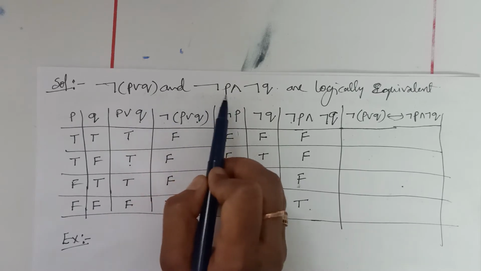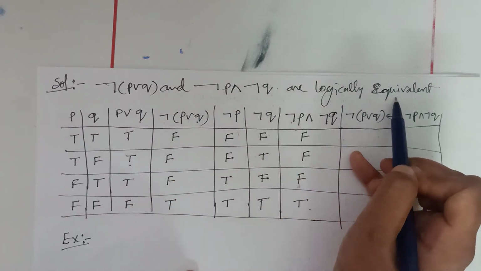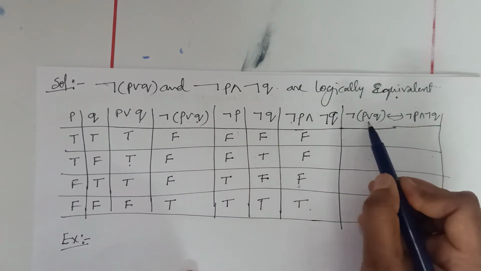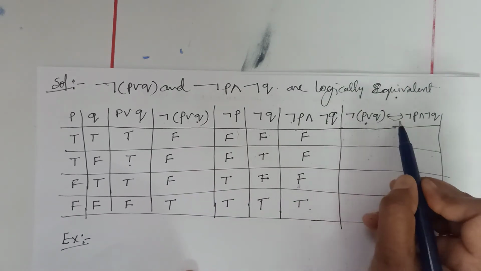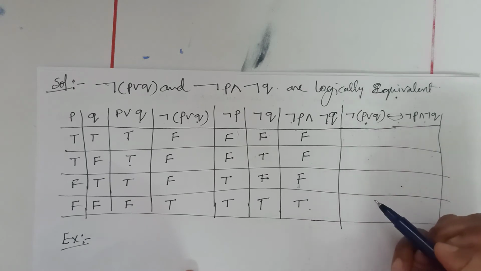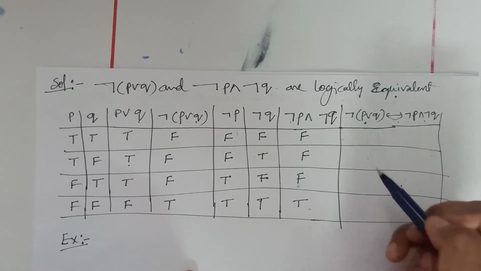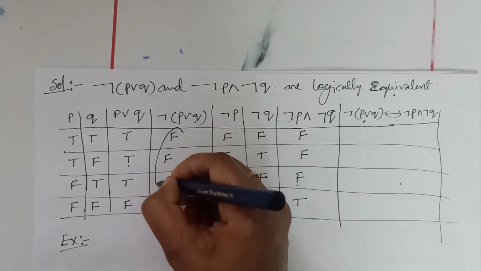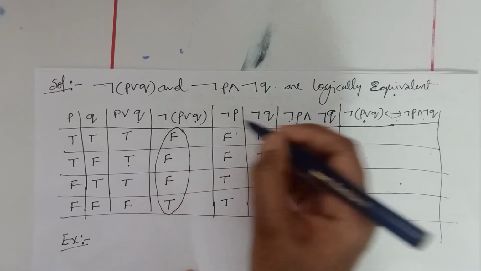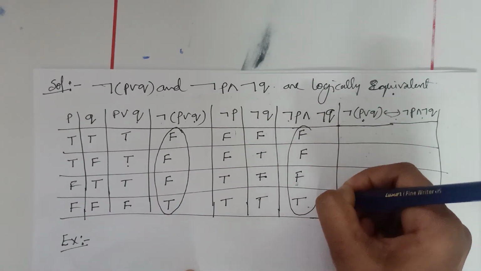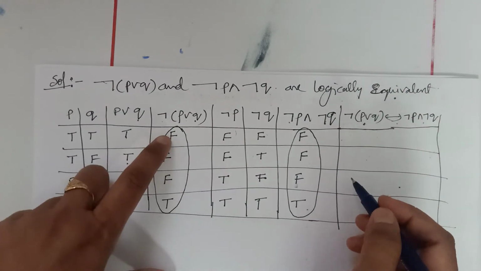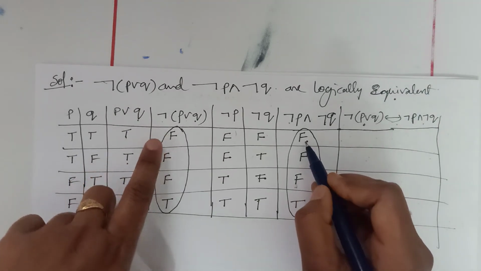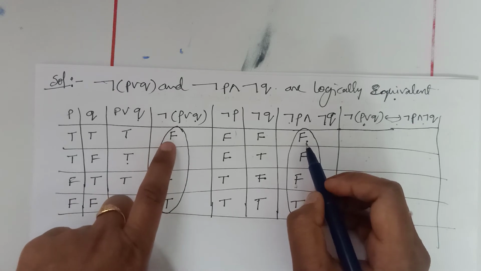Now, to check whether these two compound propositions are logically equivalent, we need to find the biconditional of these compound propositions. If P biconditional Q is a tautology, then these two are logically equivalent. So we have to consider these values. Consider this is P and this is Q. So P biconditional Q. What is the biconditional value of these two?